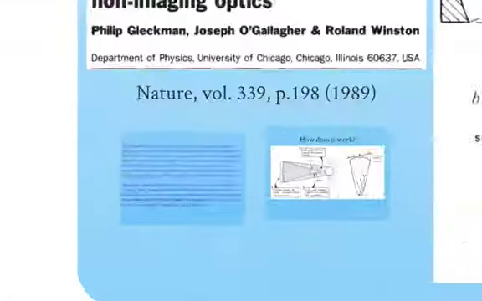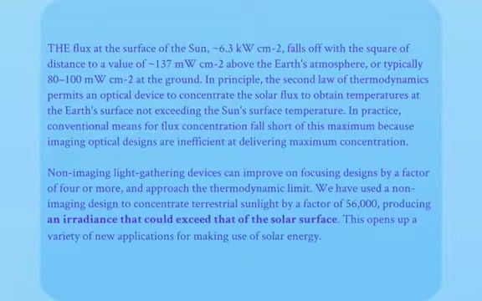So first, let's take a quick look at what it is trying to do. Let's just read it very briefly. The flux at the surface of the sun is about 6.3 kilowatt per centimeter squared. So this is centimeter squared, not meter squared, so the units are a little bit different than what we're used to. It falls off at the square of the distance to a value of about 137 milliwatts per centimeter squared above the Earth's atmosphere, or typically 80 to 100 milliwatt per centimeter squared at the ground. Okay, so we know this from our second week lectures.